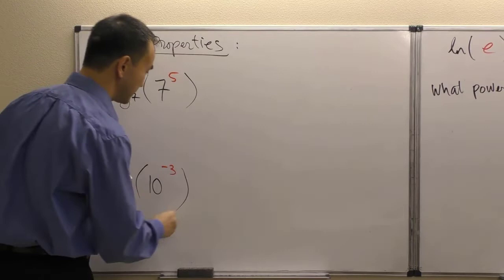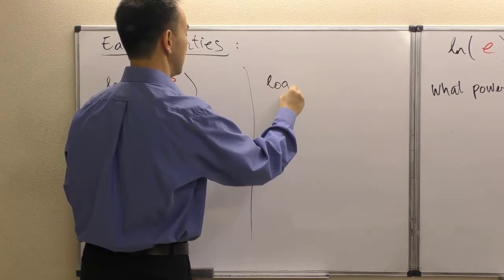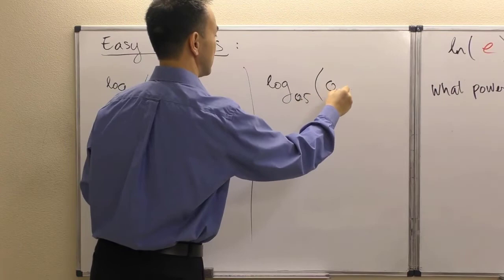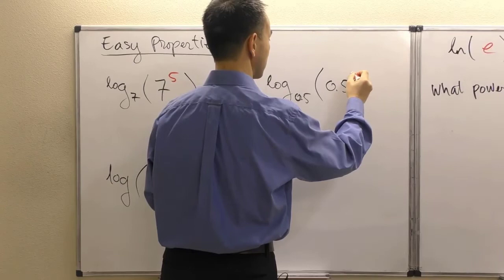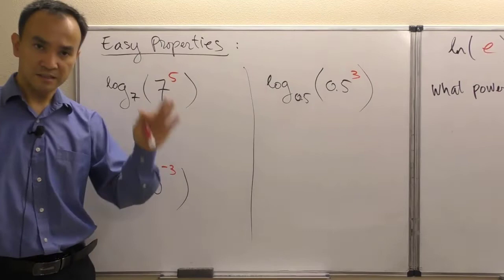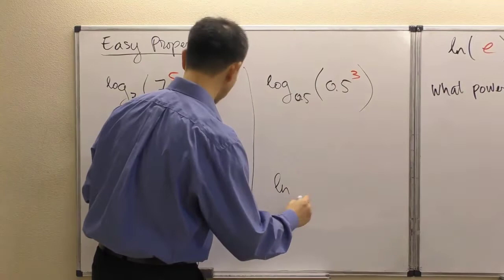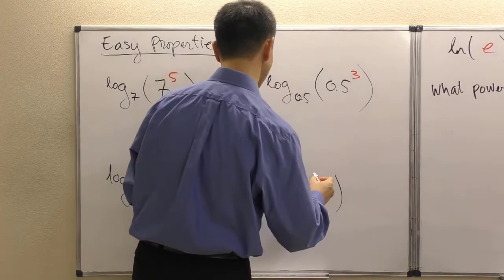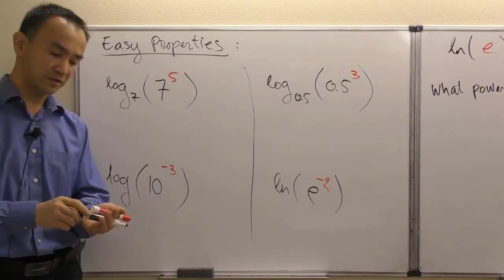That's log base 0.5 of 0.5 raised to the third power. These numbers come out of my mind completely based on creativity. All right, so let's look at those four quick little problems.